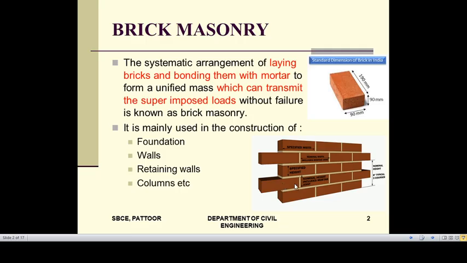So brick masonry is the arrangement of individual units of bricks, and these individual units of the bricks are joined by mortar. So mortar is a mixture of cement, sand and water. Each individual unit of brick in a brick masonry is joined by mortar such that a unified mass is created which can transmit the superimposed load. That particular arrangement is termed as brick masonry.